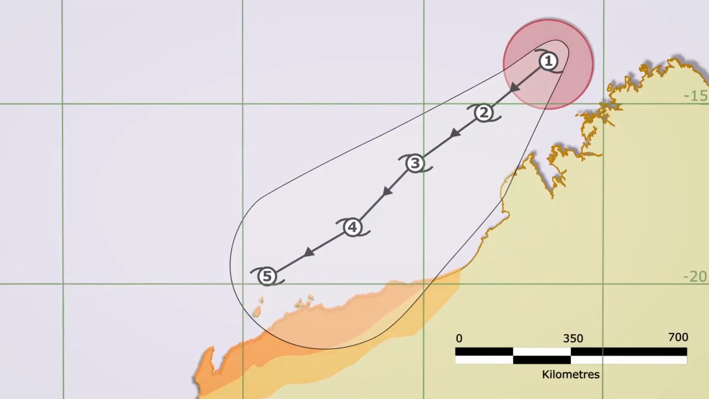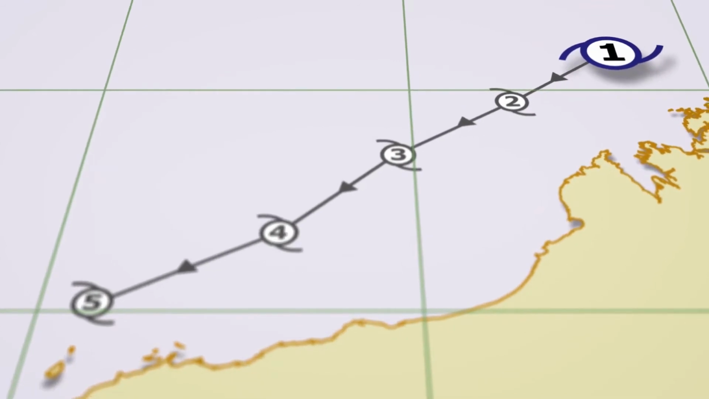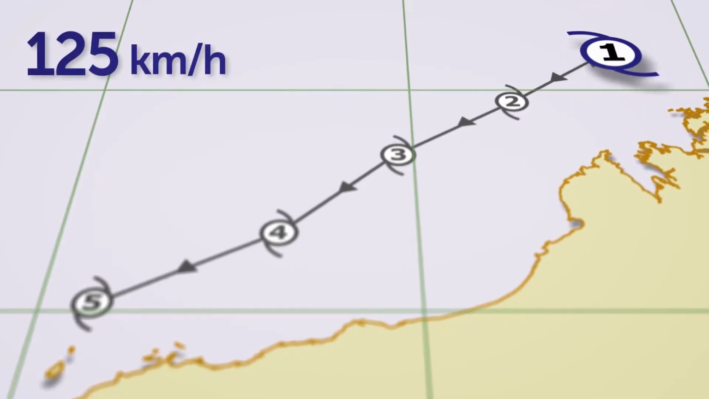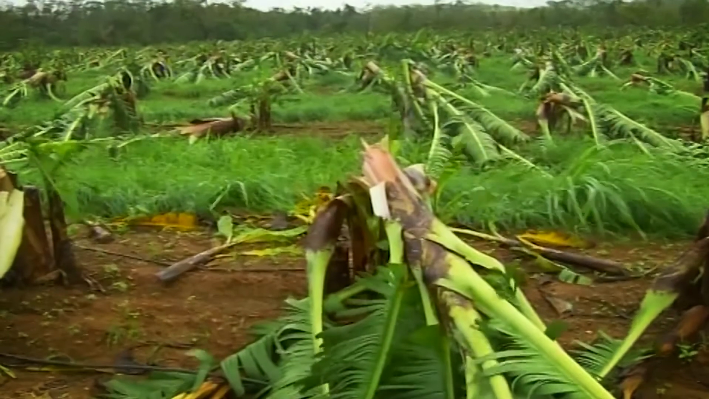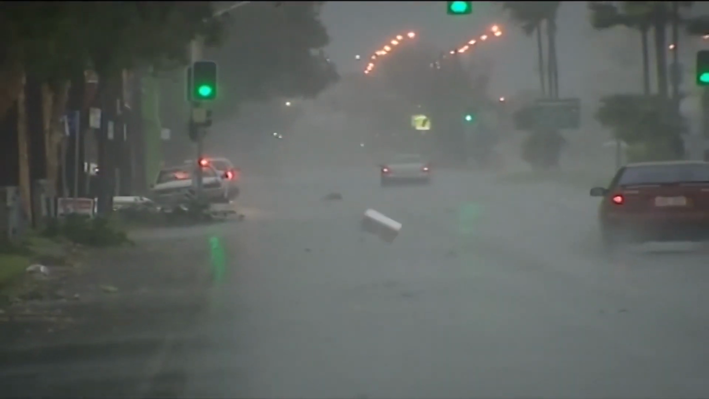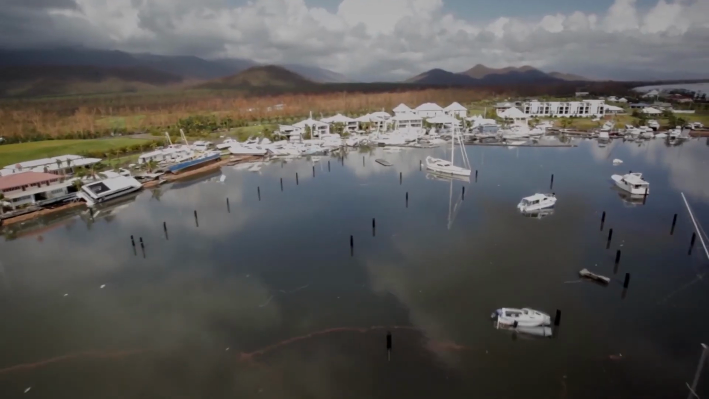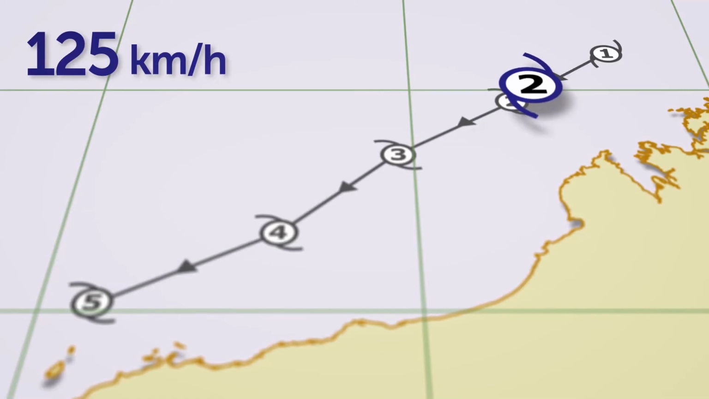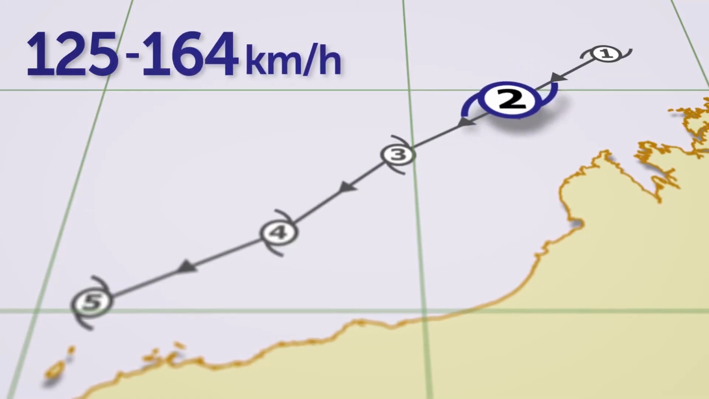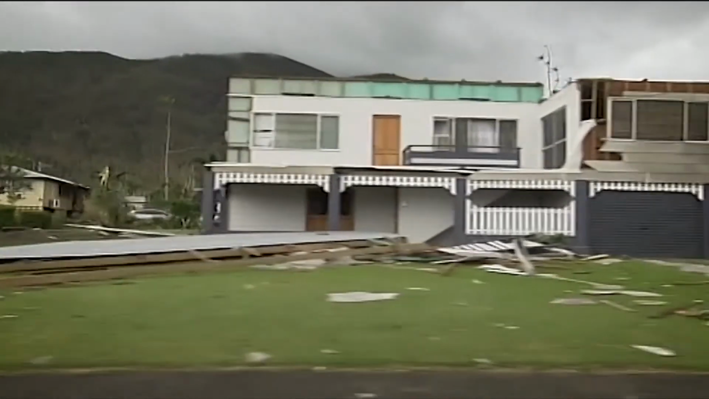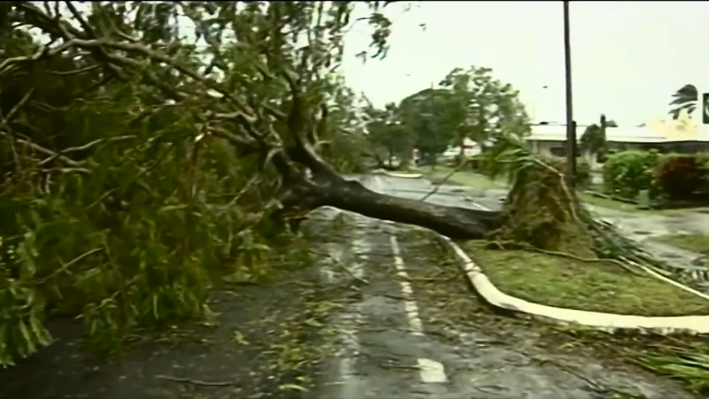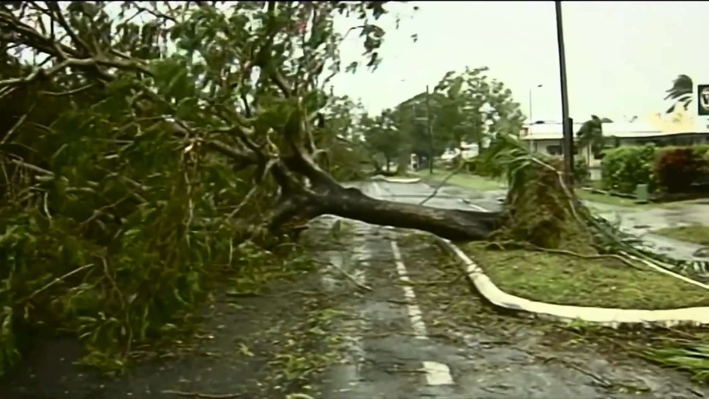winds. A Category 1 tropical cyclone has estimated wind gusts up to 125 km per hour. These wind speeds can damage crops, blow over small unsecured objects, and cause boats to drag their moorings. A Category 2 cyclone has estimated gusts between 125 and 164 km per hour. These wind speeds will cause damage to homes, blow over large trees, and make it dangerous to be outside.